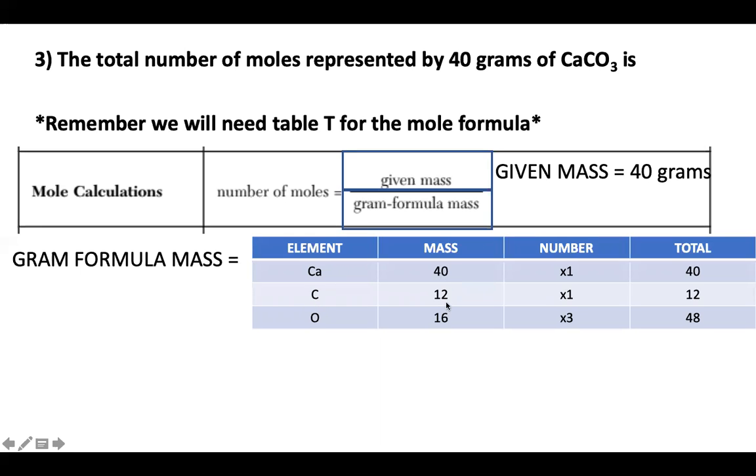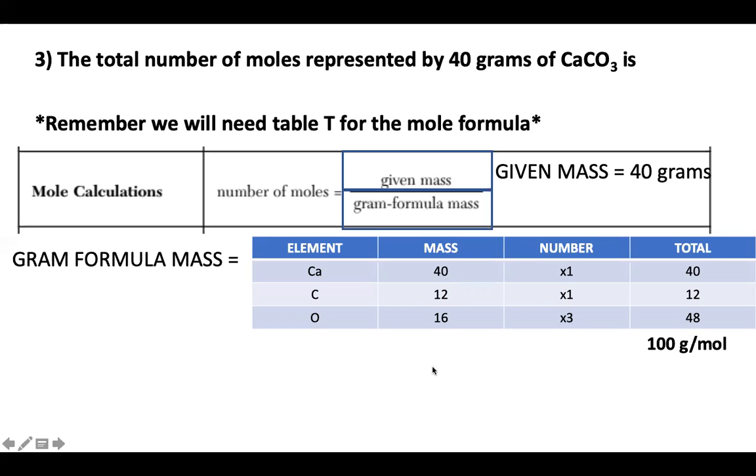Carbon, mass of 12. Only have 1 of them. 12 total. Oxygen, 16 mass. We have 3 of them. It's going to be 48 total mass. So what is the total gram formula mass here? Put it in your calculator. Yep, you're going to come out with 100 grams per mole.